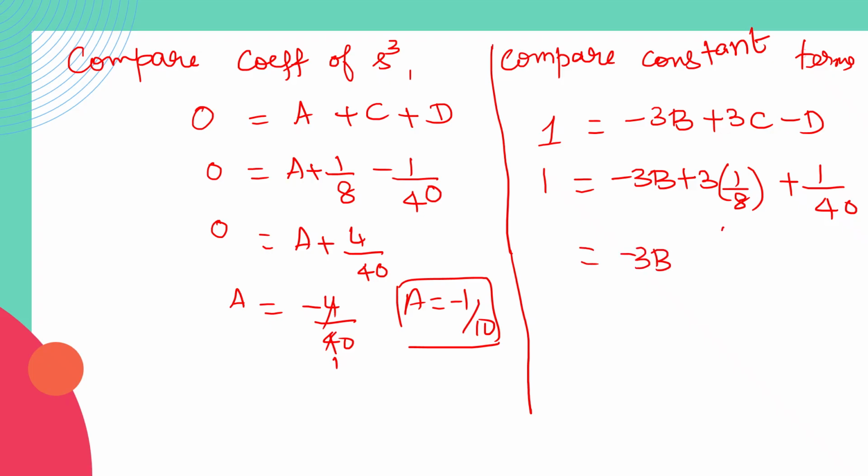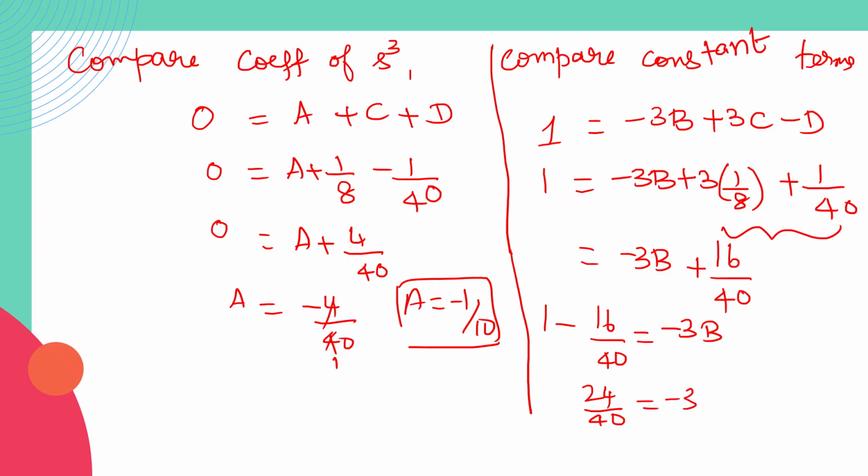If you take an LCM for these two terms, it will be plus 16 by 40. So 1 minus 16 by 40 is equal to minus 3b. So 24 by 40 will be equal to minus 3b. On further simplification, we get b is equal to minus 1 by 5. This term will become 8 and this will become 5. So b is equal to minus 1 by 5.